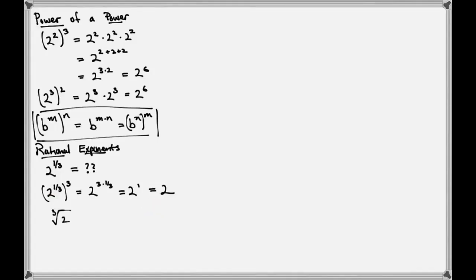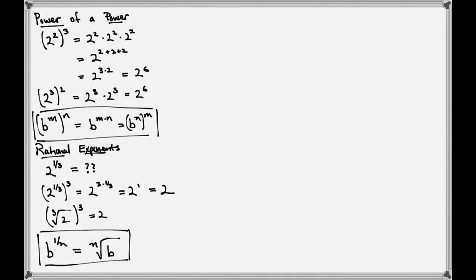This suggests that it's really the cube root of 2, because the cube root of 2 is precisely the number that when I cube it, gives me 2 right back. So the cube root of 2 has this property, and 2 to the 1/3 has this property that when I cube it, it gives me 2. So this suggests that if I see something like b to the 1 over n, that this is just the nth root of b. And in fact, that's how we'll define it.